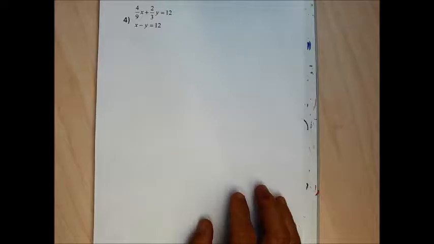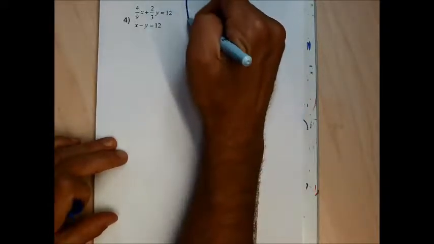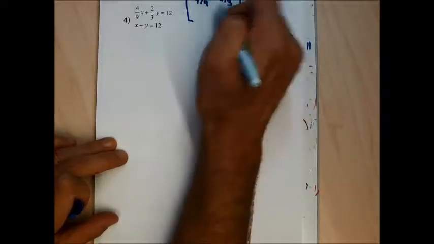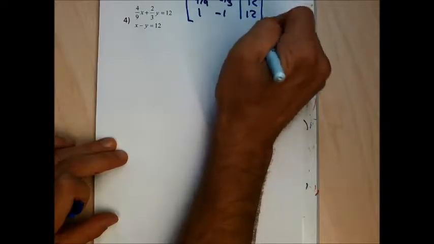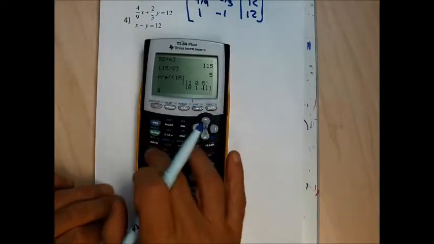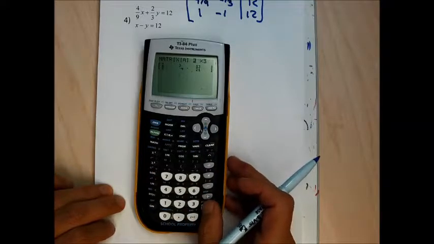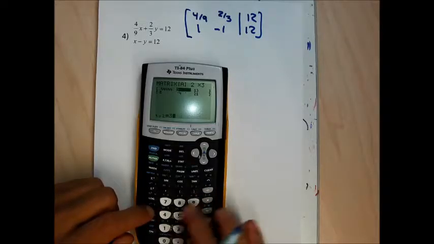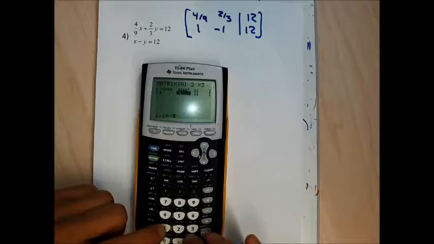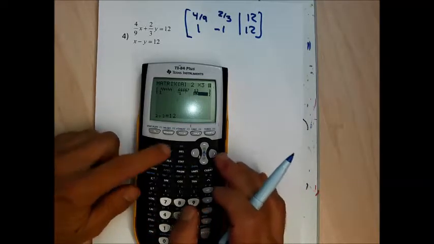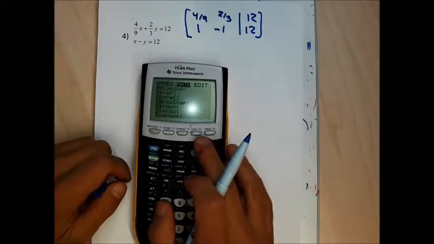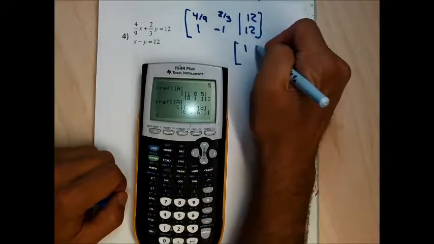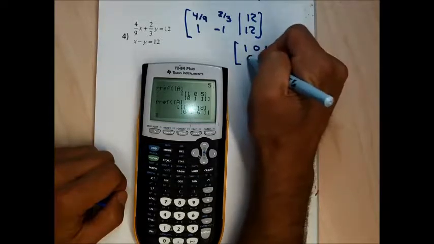Number 4 worries me. Let me get the answer first by entering the matrix 4/9, 2/3, 12, 1, negative 1, and 12 on my calculator, and RREF it. So second matrix, edit. It's a 2 by 3 matrix. 4 divided by 9, 2 divided by 3, 12, 1, negative 1, and 12. Yick. Second quit. Second matrix math, RREF, second matrix names, enter. I get 1, 0, 18, 0, 1, and 6.